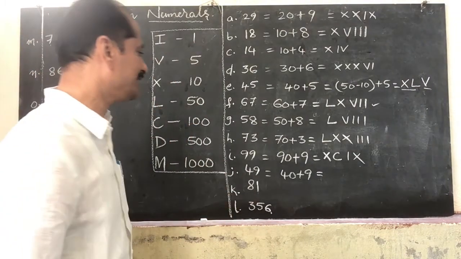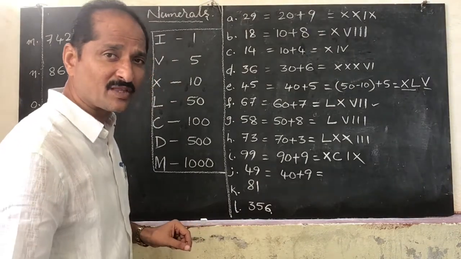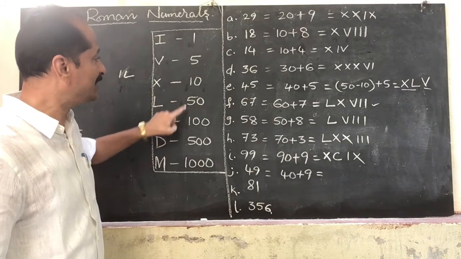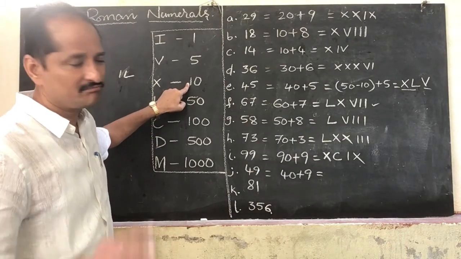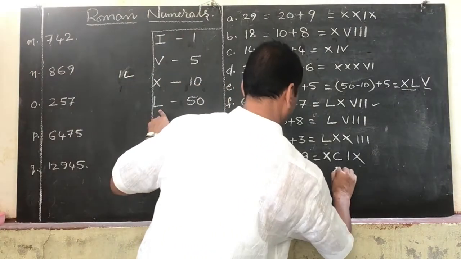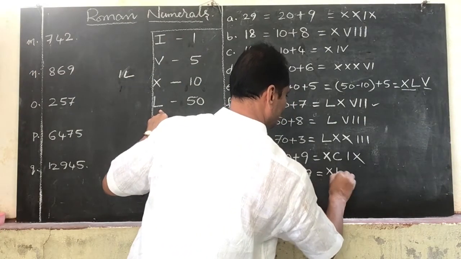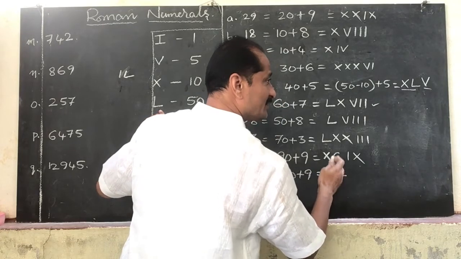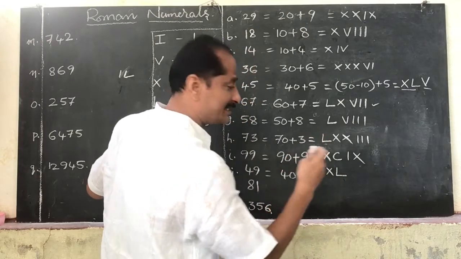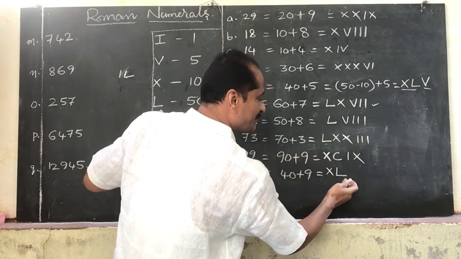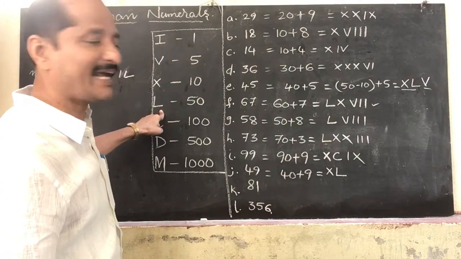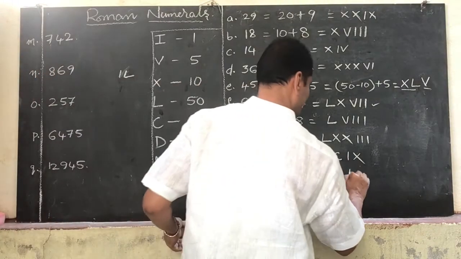Now 49 is equal to 40 plus 9. How can you write 40? Where is 40? 40 is in between 10 and 50. Can we repeat 10 four times? No. So subtract 10 from 50. 50 is the symbol L. Subtracting means writing the smaller symbol on the left side of a greater symbol. That is to be subtracted. So that is 40: XL. Now 9, again we know IX.